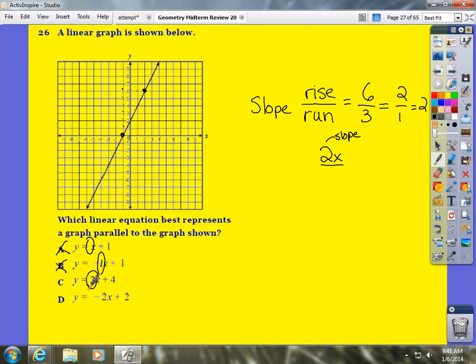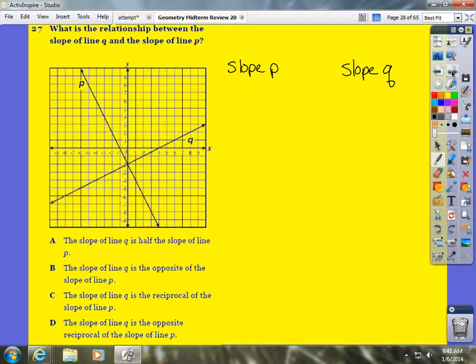The relationship between the slopes. Okay, first we'll find the slope of line P. I'm going to pick 2 points, one there. The rise, I'm going down 1, 2, 3, 4. So negative 4, and my run is 1, 2. Negative 4 over 2, which reduces down to negative 2. And the slope of Q, I'm going to pick that point, and how about this one? My rise is 1, 2. And my run is 1, 2, 3, 4, which gives me 1/2.